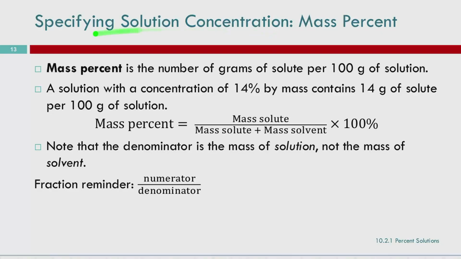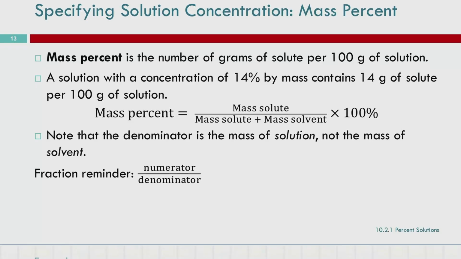There are some ways that we can specify solution concentration. One of them was solubility, so the amount of grams of solute or solid that we could dissolve in a certain amount of liquid. We can also do mass percent, which is the number of grams of solute per 100 grams of solution. Sometimes it's more convenient to use different units. So a solution with a concentration of 14% by mass contains that percentage number per 100 grams.